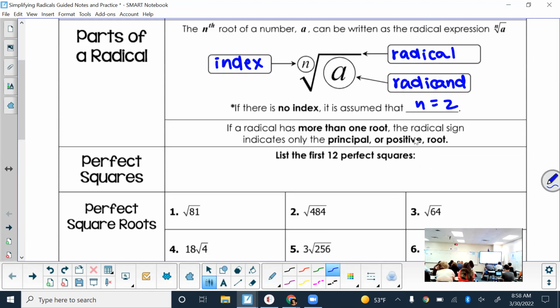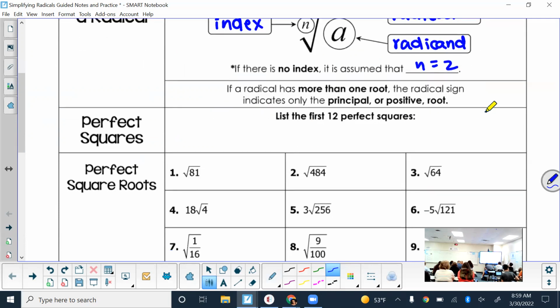All right, so the way that this resource teaches simplifying perfect square roots and non-perfect square roots is a little bit different than I would teach it, right? But we'll just fill this in because it might help you the way that they teach it. So first, we're going to list the first 12 perfect squares. So perfect squares are numbers that if you take the square root of them, you get a number that's not a decimal, right?